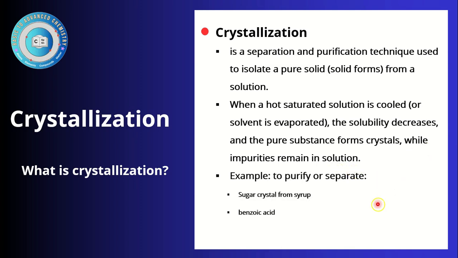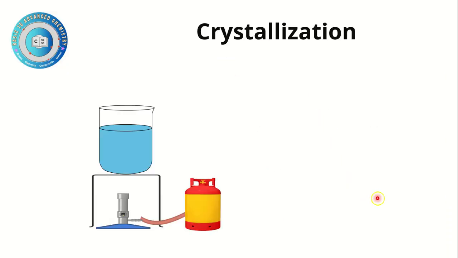This technique is used to purify different mixtures or separate the components of different mixtures. For example, we can purify sugar from syrup by using crystallization. Again, we can purify benzoic acid from its impurities by using crystallization. Let us see the visual representation for crystallization.